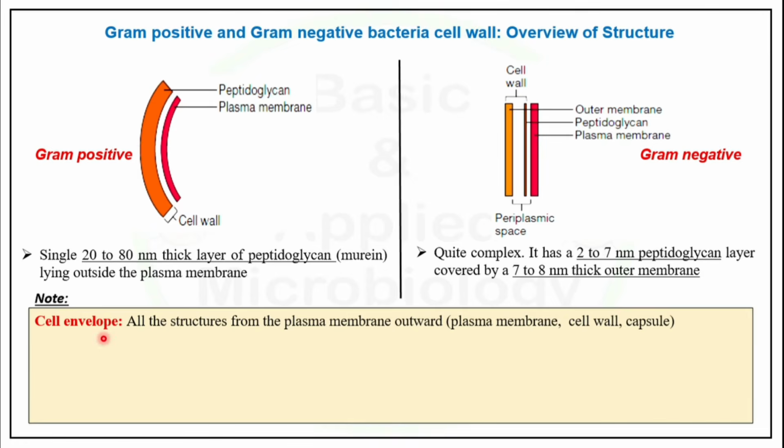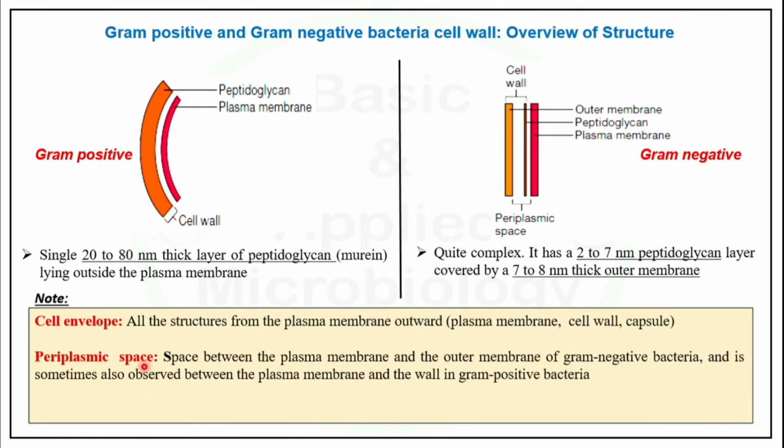Second point you should know here: periplasmic space. What I have shown you here, periplasmic space is actually the space present between the plasma membrane and the outer membrane in the case of gram negative bacteria. Please note, what is the periplasmic space? The space present between the plasma membrane and the outer membrane.